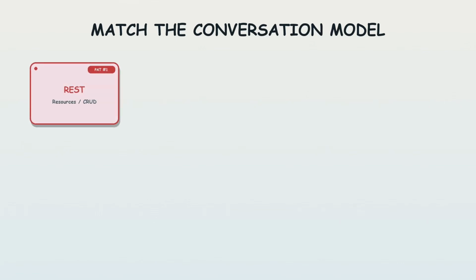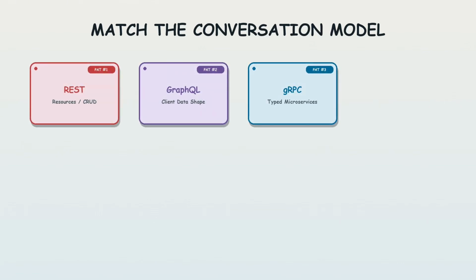REST handles resource-based request and response. GraphQL lets a client choose a data shape. gRPC provides typed, efficient calls between services. SOAP provides formal enterprise messaging.